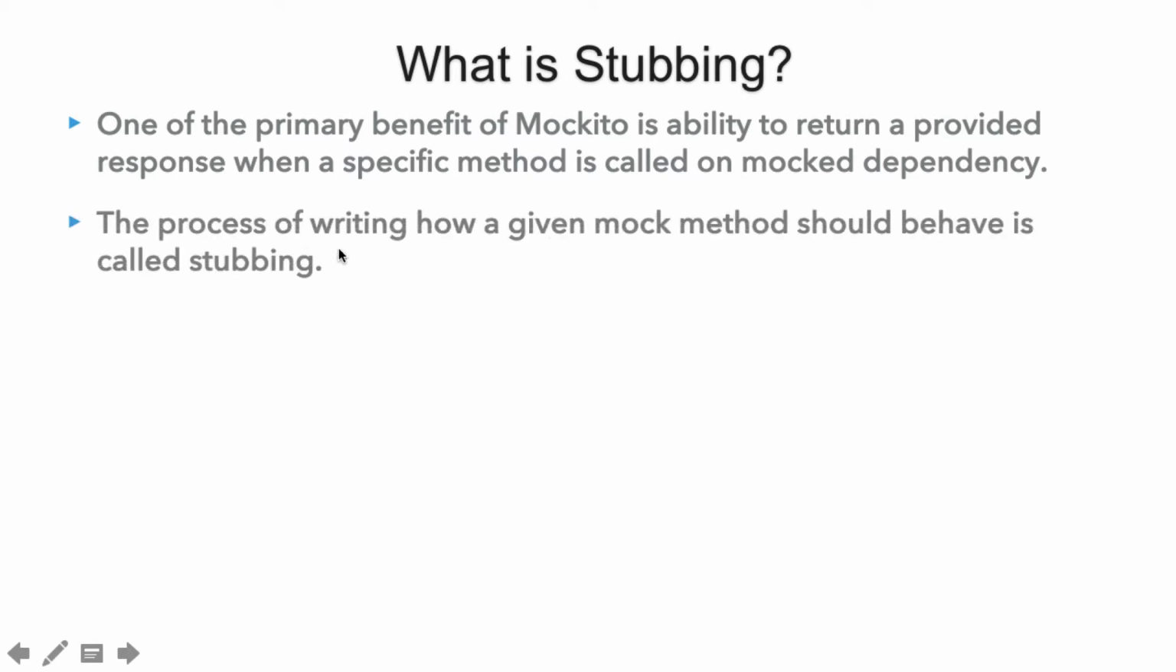So friends, this process of writing how a given mock method should behave is called stubbing. And in our previous lecture we saw an example where we used the when and thenReturn methods. Those methods did the stubbing for us. But in this section of the course, we will be discussing stubbing in greater detail, and we will see the different methods Mockito provides to perform stubbing in our mocks.